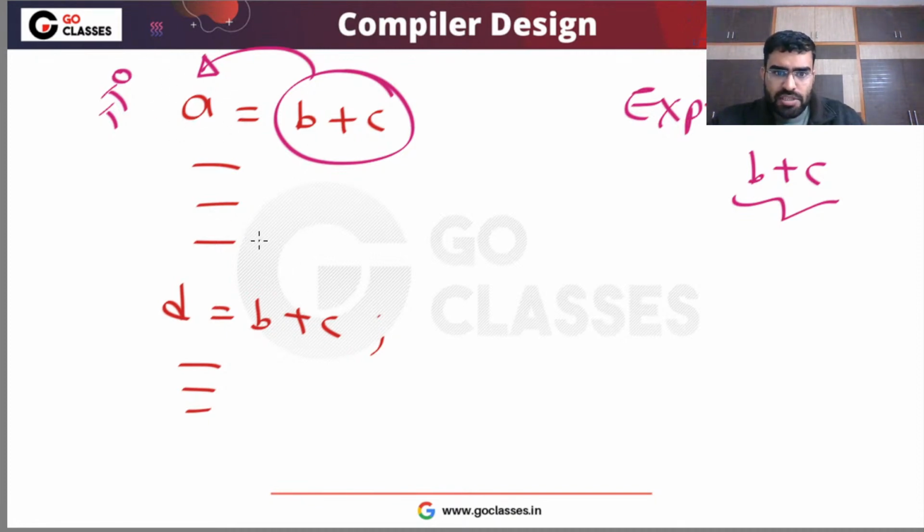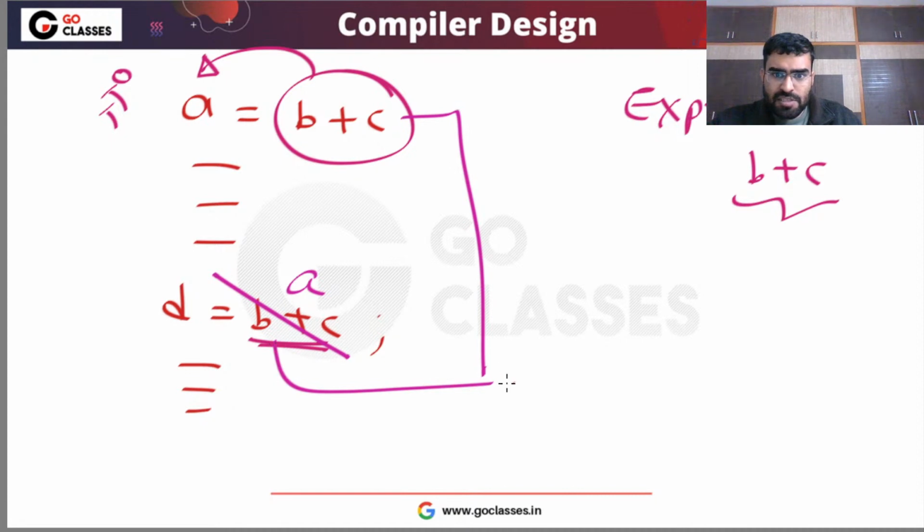Now here again I have b plus c. I don't have to calculate it again, because this value is already present in the variable a. So I can replace this b plus c with the variable a. This is called common sub expression elimination. These expressions are the same, so they are common sub expressions.